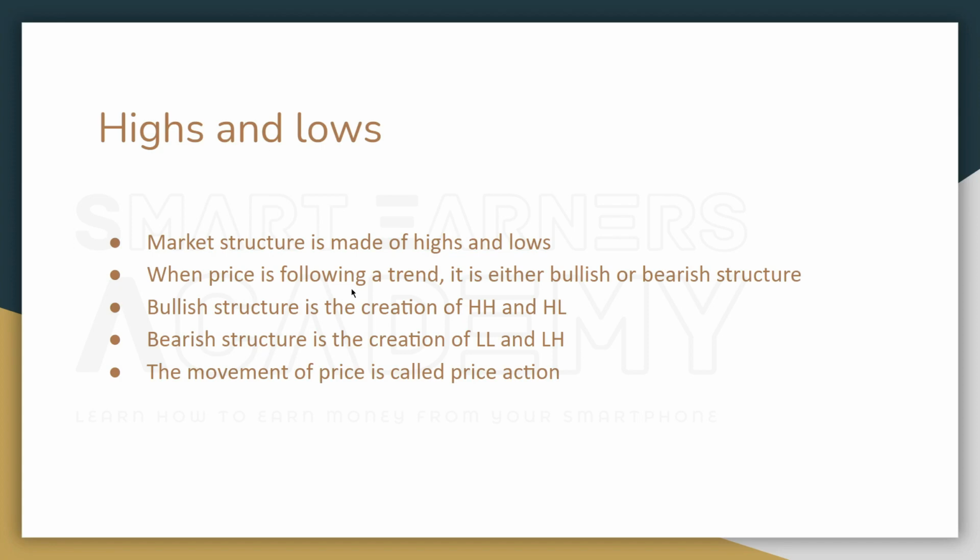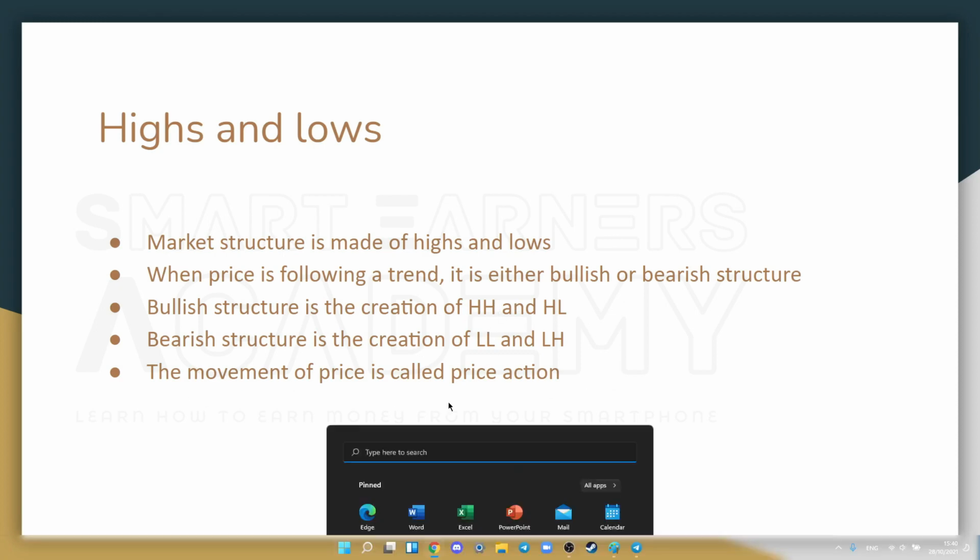When price is following a trend, it is either bullish or bearish structure. Bullish structure is the creation of higher highs followed by higher lows. Bearish structure is the creation of lower lows followed by lower highs, and so on and so forth. It's just repeating structure of higher highs and higher lows for bullish, and lower lows and lower highs for bearish. The movement of price is called price action.